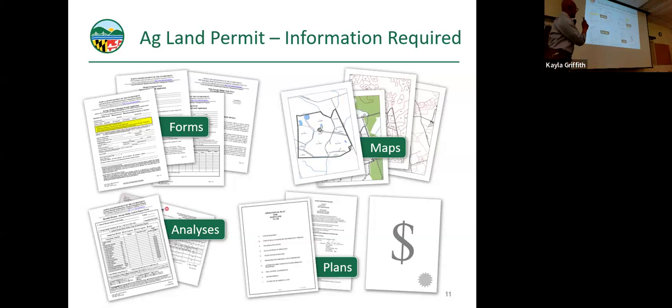So we have this operational plan, we have the nutrient management plan, and you can see that big dollar sign there. What does it mean? We need some money from them. They also have to give us the permit application fee. Not too expensive, just for them to get committed, and for us to cover a little bit of the things we like to do in our work. So this is it: agricultural land permit, information required.